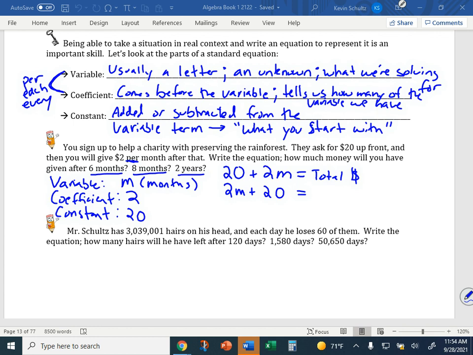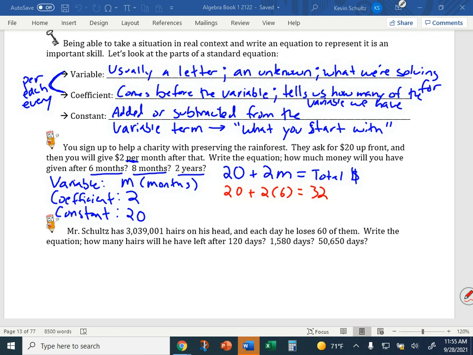All right, anyway, so if we want to know how much we've given after 6 months, I'll erase this here. We'll use the original equation that we wrote. It's going to be 20 plus 2 times 6, which brings us to what? What is 20 plus 2 times 6? 32, right? Order of operations, multiply first, 2 times 6 is 12, add that on to the 20 we gave up front, $32 in all, okay?